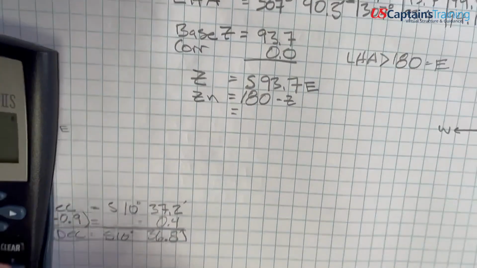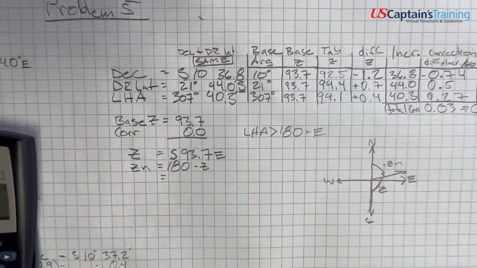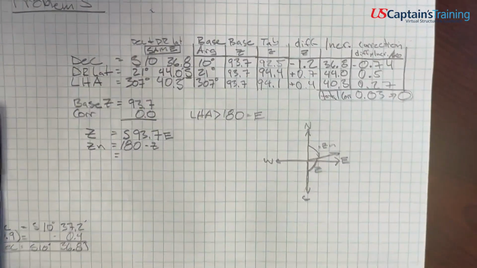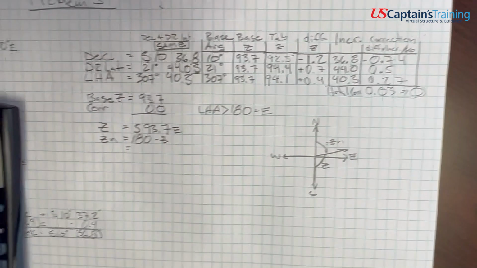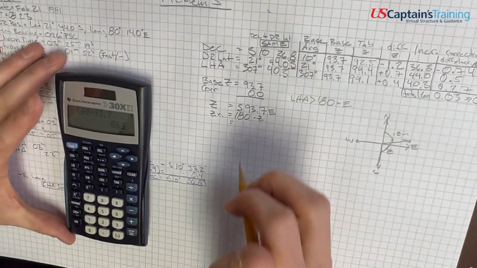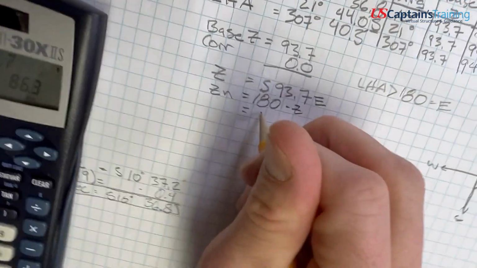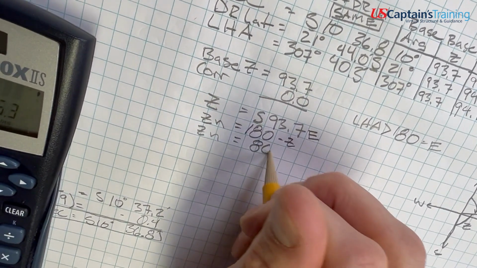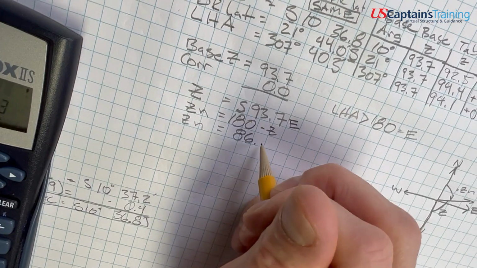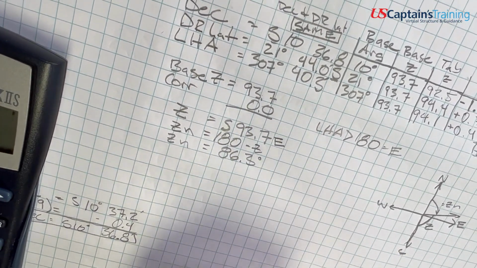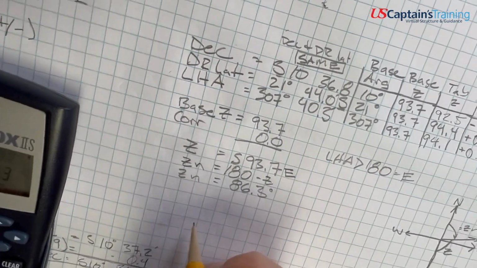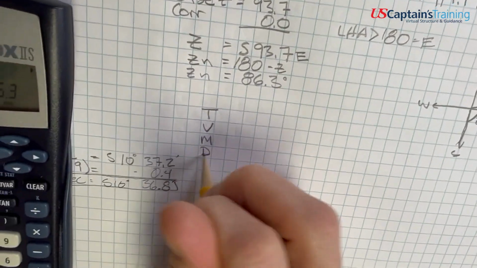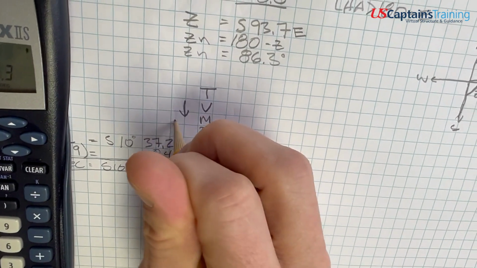So 180 minus 93.7 equals 86.3. Zn is equal to 86.3 degrees. And now let's correct our compass. TVMDC.